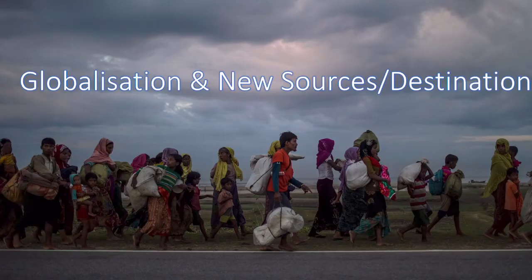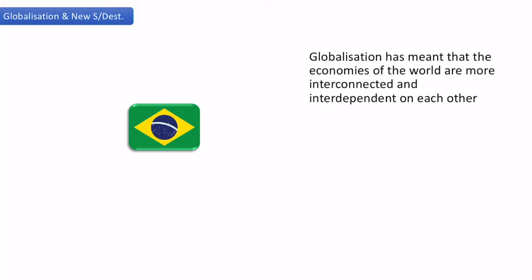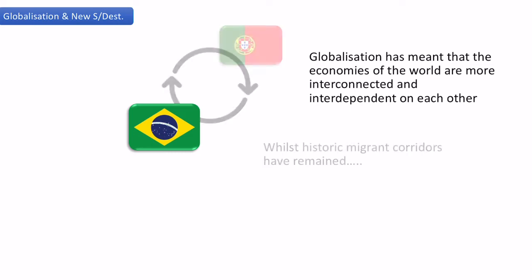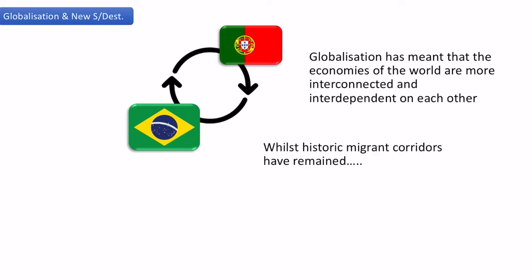The other major reason I'm going to focus on now is the fact that globalization has actually created more economic opportunities in the south, and therefore people are more likely to stay in the south. So globalization has meant that all of the economies of the world have become more interconnected and interdependent on each other. So they rely on each other for different things, and that can include migrants and labour. So we still have those historic connections that have been there forever, and I've used the example of Brazil and Portugal. That's been an established corridor of migration both ways since the 19th century.